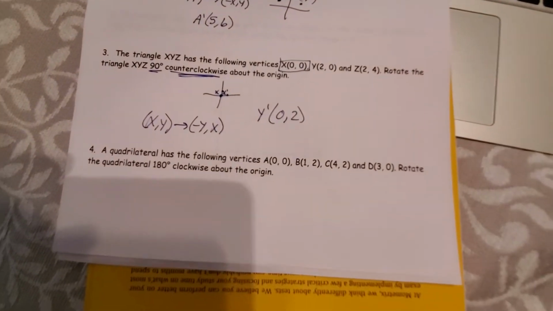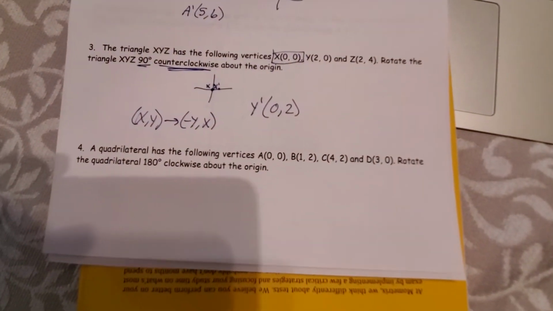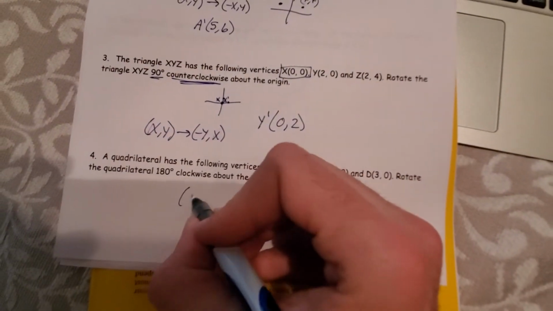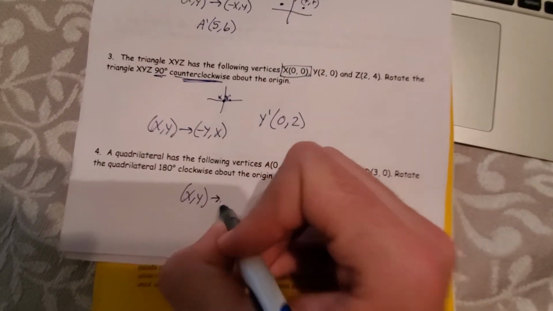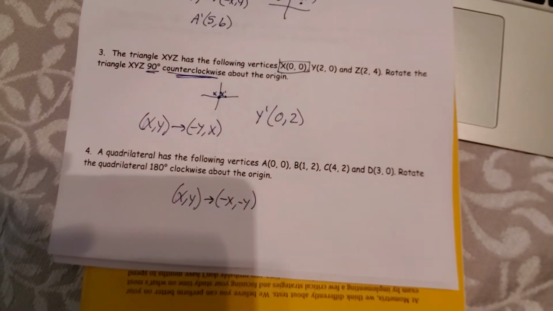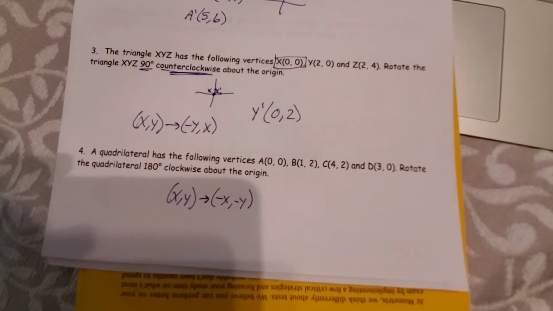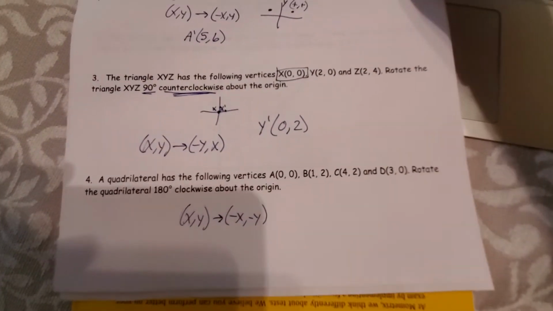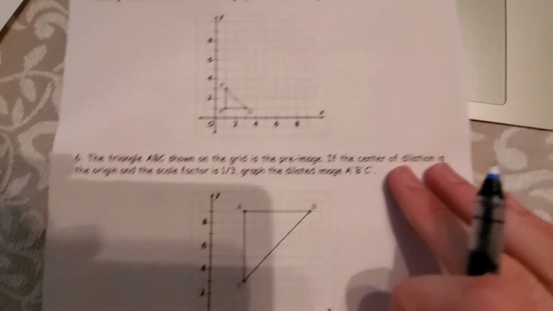Now the last one down here is a 180 degree rotation. If you look on your little chart, again, it's (negative x, negative y), and I'll let you come up with those points there.